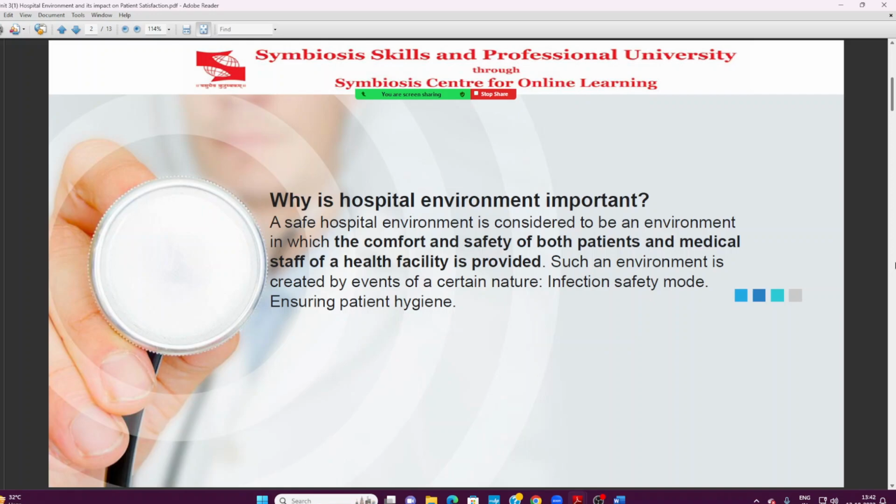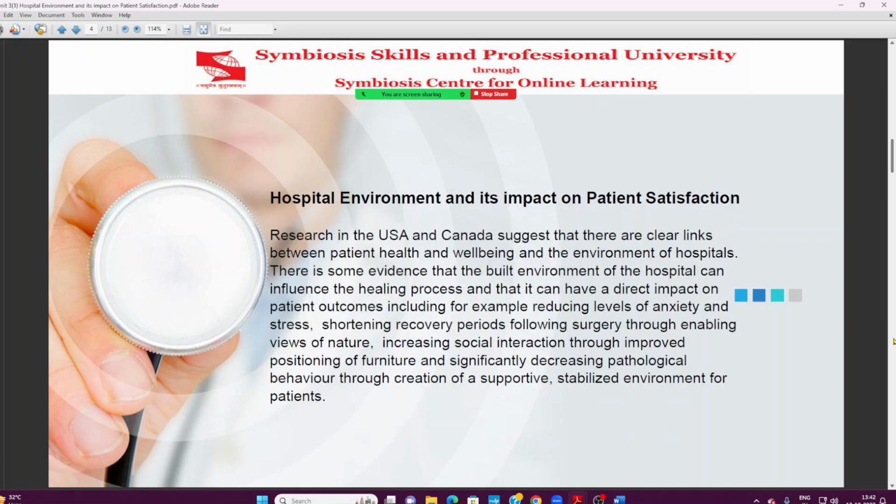Hospital environment, we all know, right? What does it constitute of? A safe hospital environment is considered to be an environment in which the comfort and safety of both patient and medical staff of a health facility is provided. It is not only for the patient, but the patient is the focus of everything, the epicenter of everything. But medical staff is also equally important, and they both should feel comfortable and safe. Such an environment is created by infection control and ensuring patient hygiene. So let us move further. Why is hospital environment important? We have seen this, right?